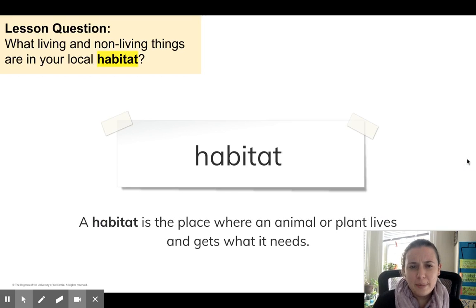First of all, a habitat. If you've ever heard of the word or if you know what the word habitat means, you can show a thumb at your heart. A habitat is a place where an animal or a plant lives and gets what it needs. If we think about a bird, for example, if we see a bird in the park and it's living in a tree with its nest in the tree, that's its habitat.